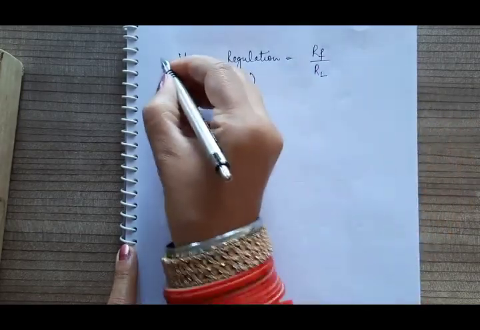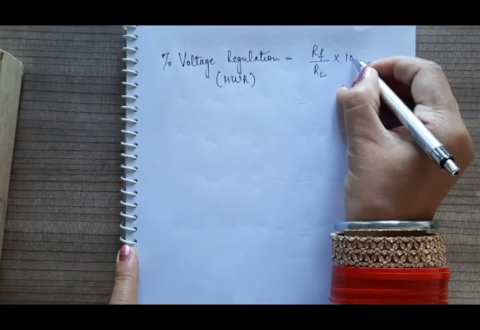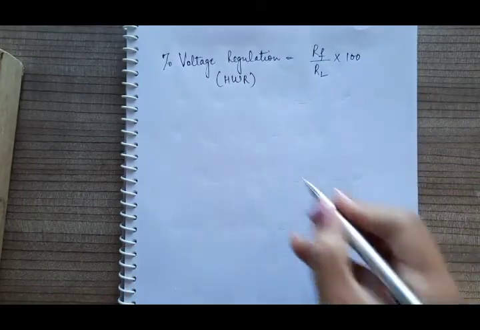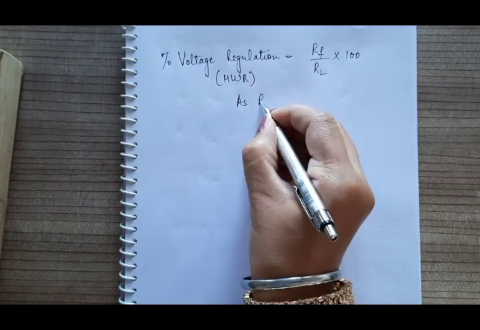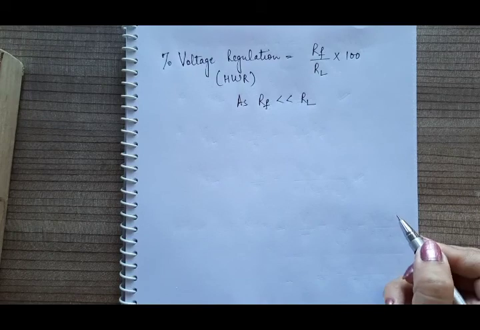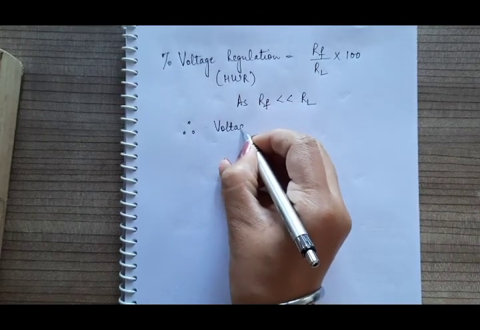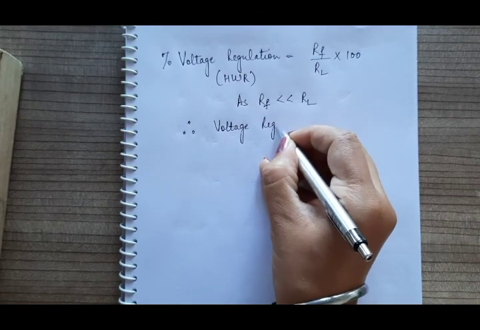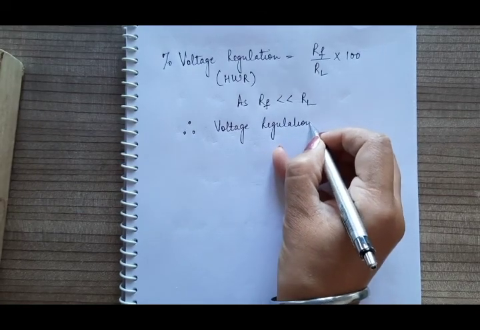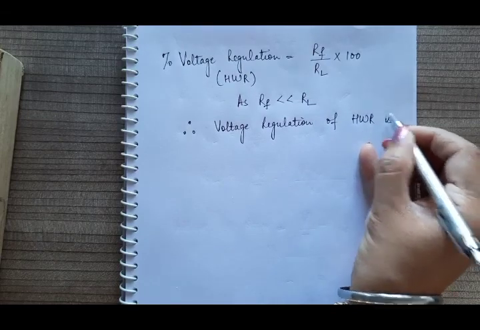In terms of percentage, we will multiply it with 100. So you can clearly see that this RF is very small as compared to RL. So therefore voltage regulation is poor. Voltage regulation of half wave rectifier is very poor.